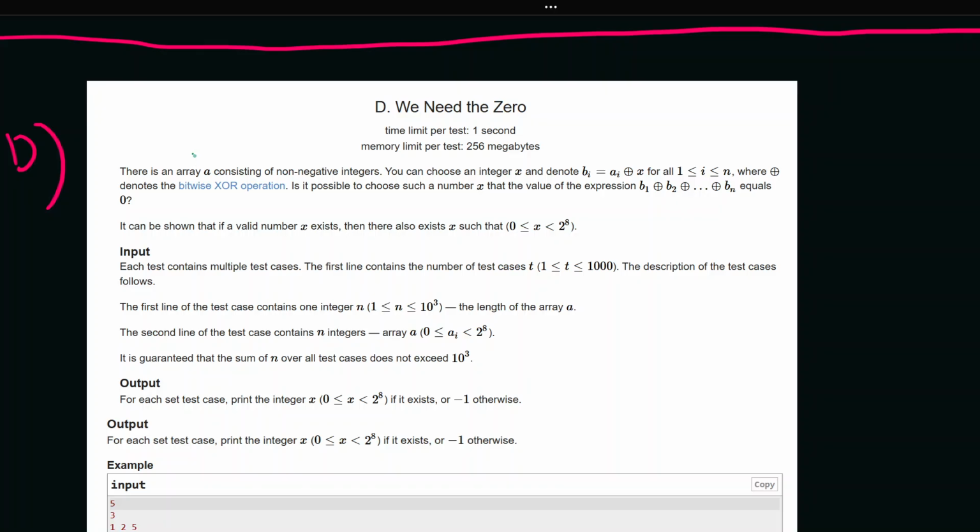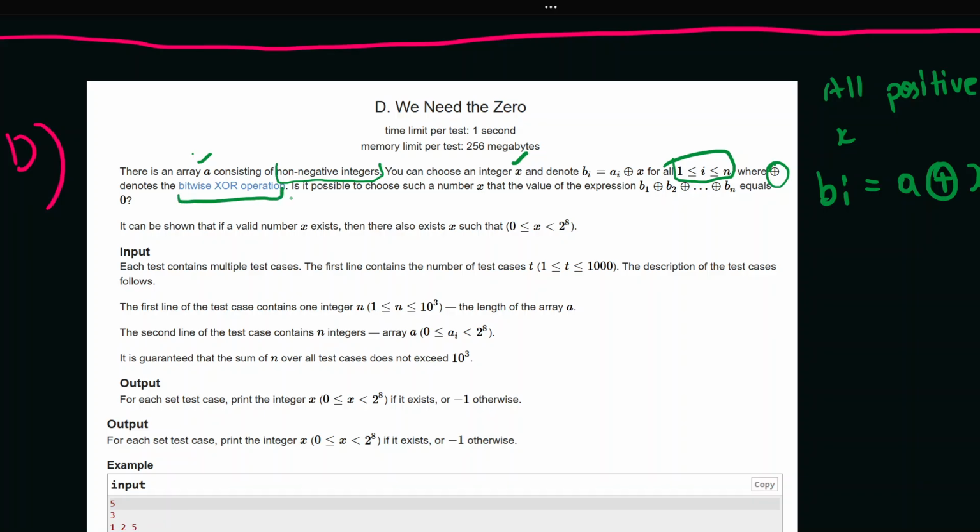So here there is an array A consisting of non-negative integers. This is important. It is all non-negative. And then you can choose some X, and denote Bi equal to Ai XOR X, for all 1 to n. So for all the values, fine. Where this symbol is nothing but bitwise XOR.